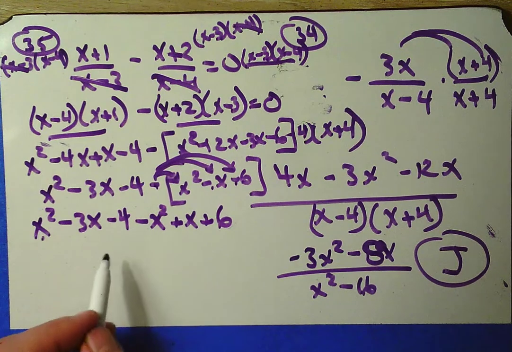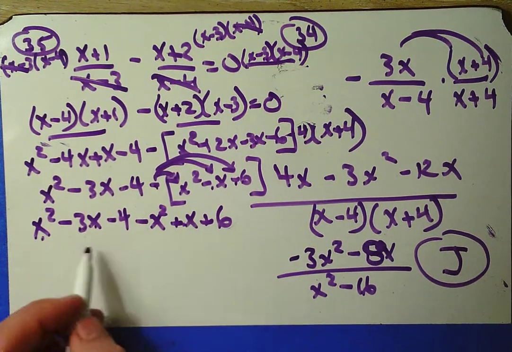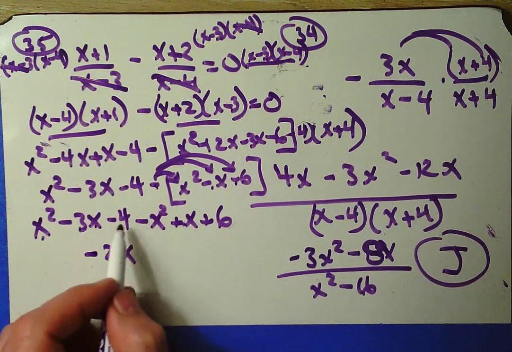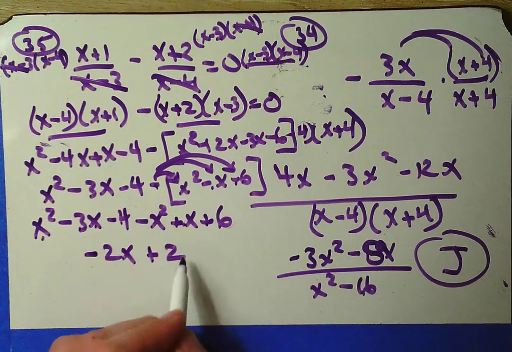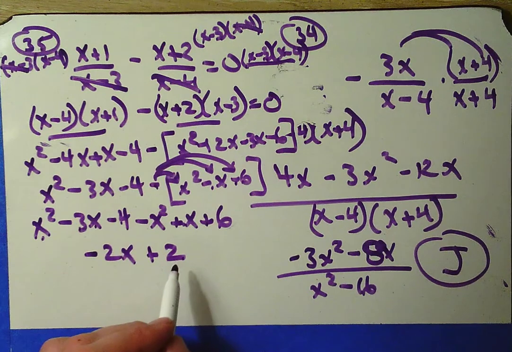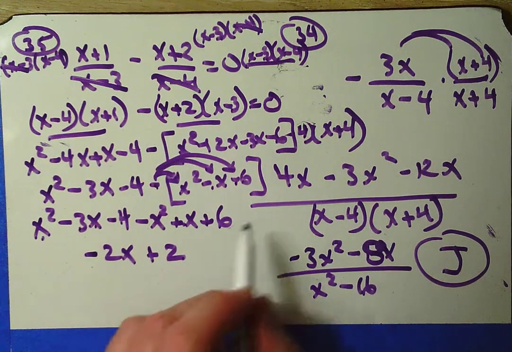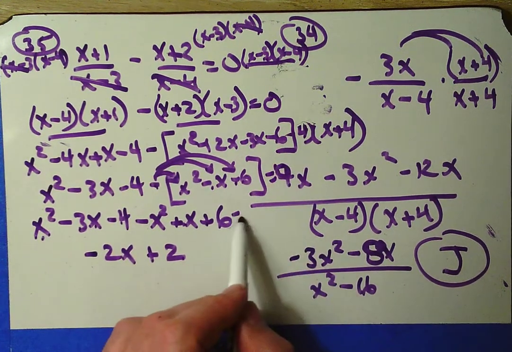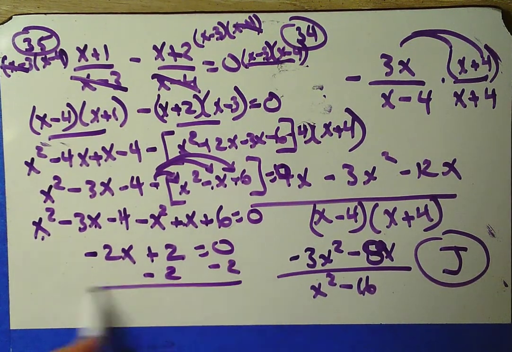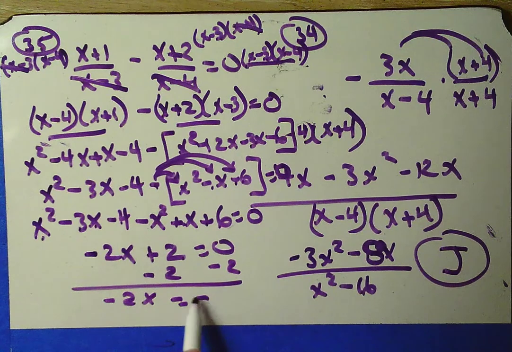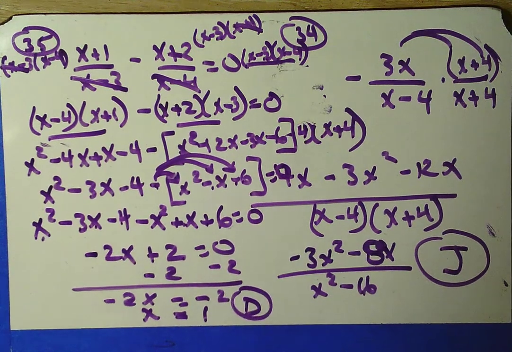The x squareds cancel out. Minus 3x plus x is minus 2x. Minus 4 plus 6 is plus 2. Okay, so what are the values of x if all of this, remember, equals 0? So let's solve this equation. Minus 2x equals minus 2, x equals 1. And that corresponds with choice D.